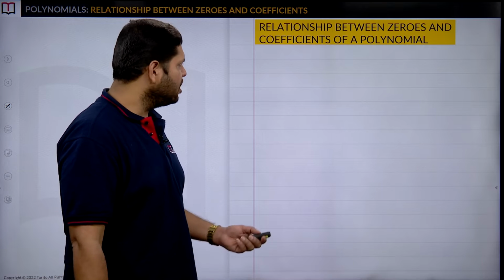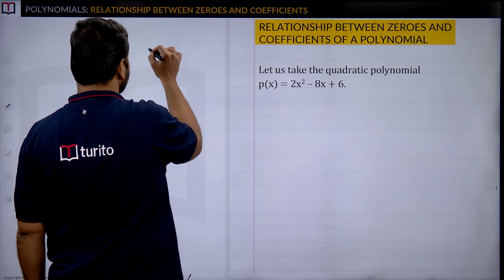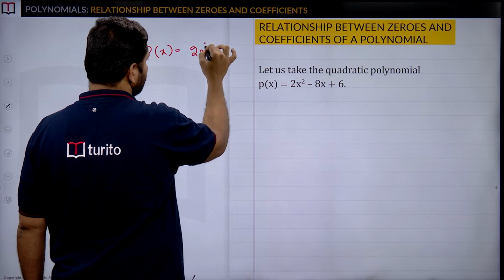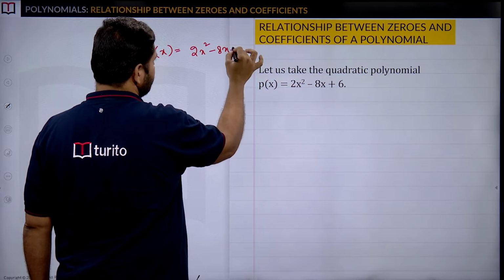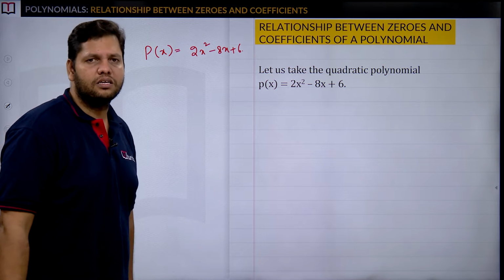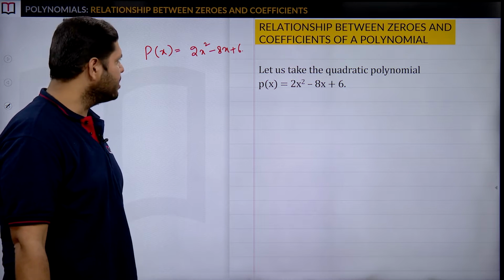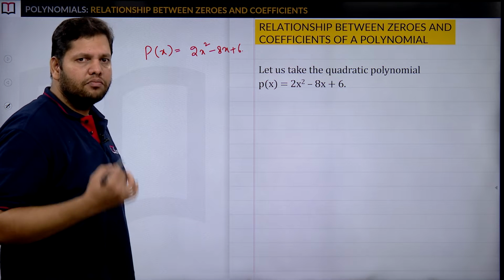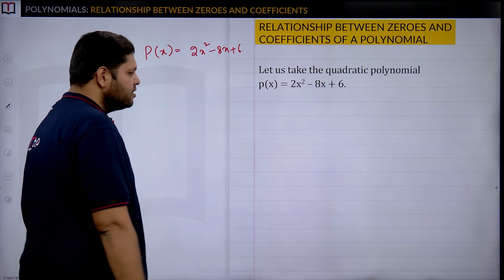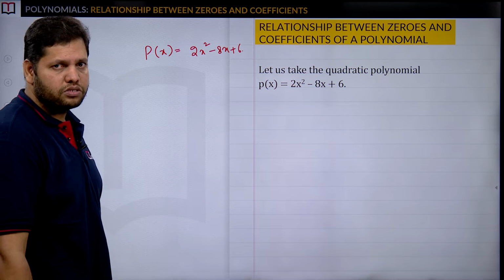Okay, let us see. Now children, I am taking one polynomial. Here I am taking one quadratic polynomial, p of x. So p of x I am writing as 2x square minus 8x plus 6. Can I say, children, it is a quadratic polynomial? Yes, it is a quadratic polynomial. Why? Because the highest degree, otherwise the highest exponent value, is equal to 2. The degree is 2, so we call it a quadratic polynomial. Quadratic polynomial means how many zeros does it have? Generally it has exactly 2 zeros, isn't it?